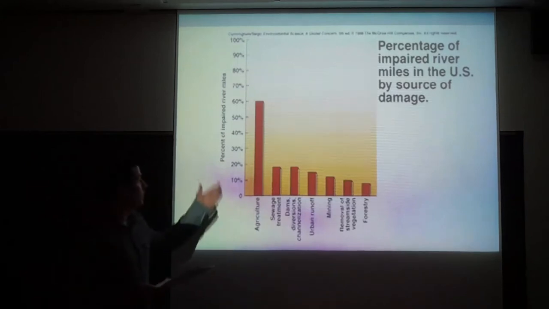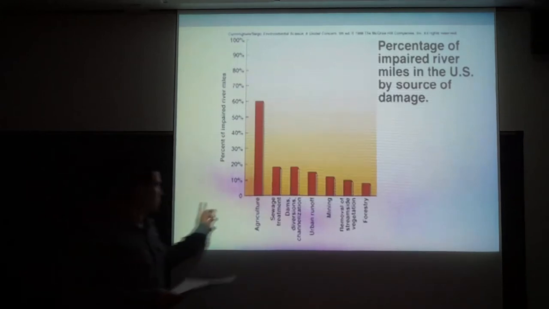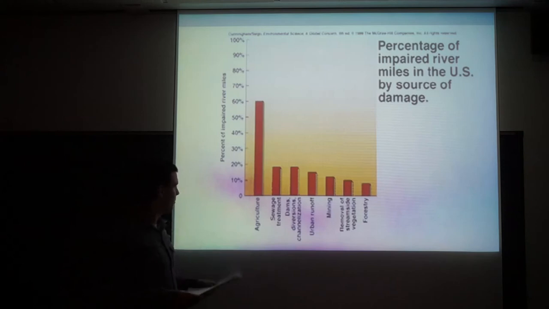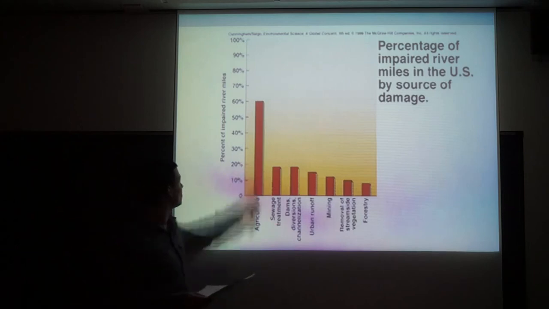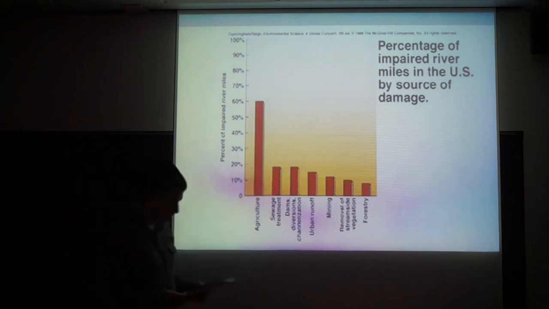This is exactly what I just talked about on the last slide. It just shows you other pollutants, or other factors, that cause impaired rivers in the United States, and it shows that agriculture is the number one cause.